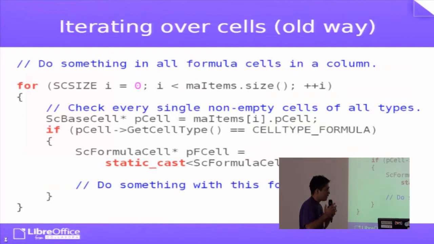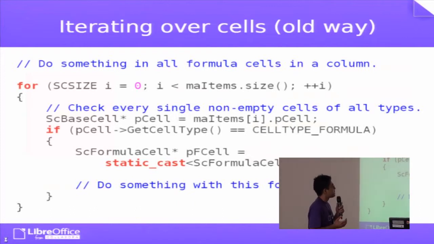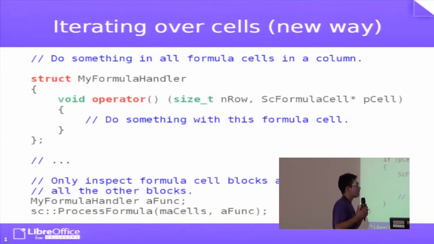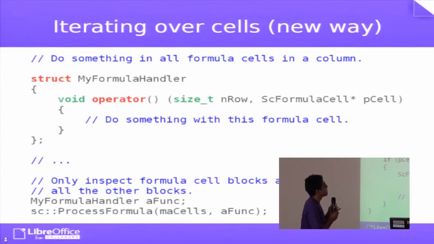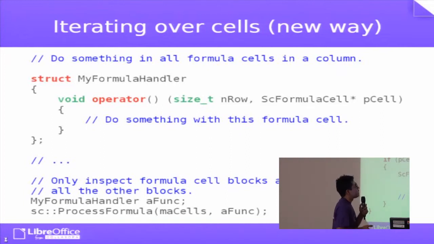Because the storage was drastically changed, so did the code that accesses the cell storage. This is how things were done in the old way. Let's say you want to do something only with formula cells. What we used to have to do is iterate through the cell array, query each cell's type, and if it equals formula cell, do something with it. The code is pretty simple, right? But the downside is that if the column mostly consists of numeric cells and maybe two or three formula cells, you still have to iterate every single cell to pick up those few formula cells. So there was a performance cost with it.